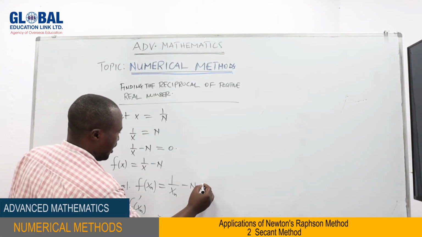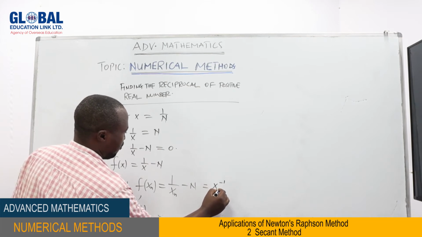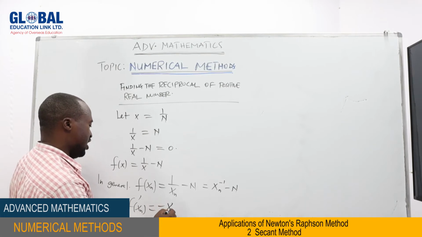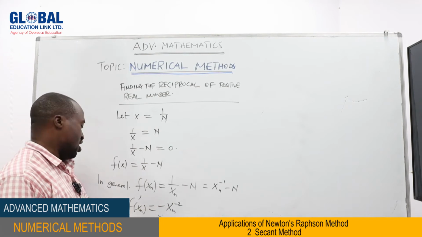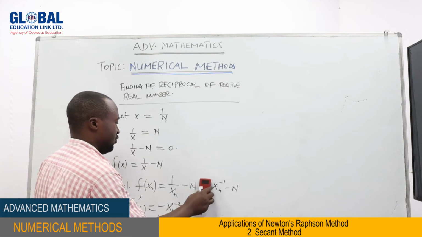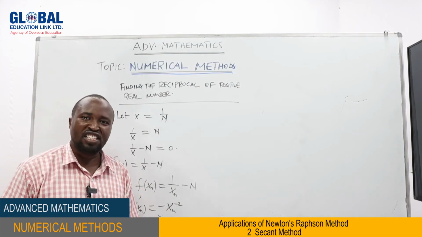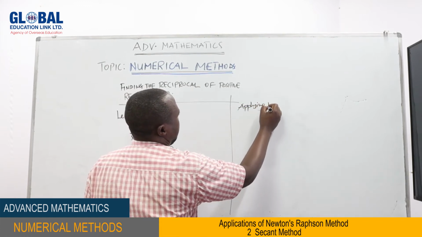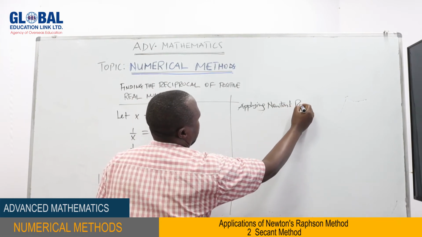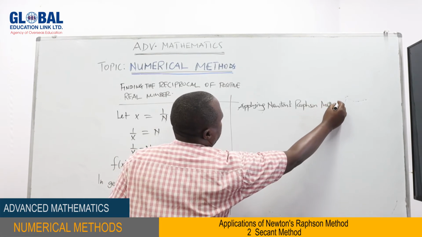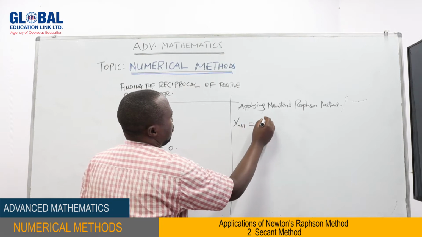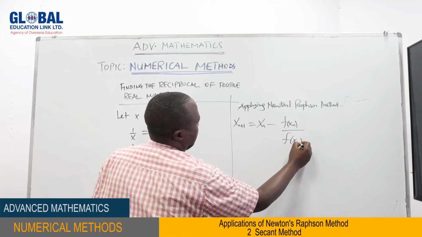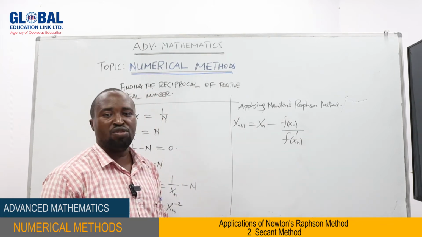This function can also be written as x power negative 1 minus n. So to find the derivative of this function, this one is the same as negative of xn power negative 2. So if this is the derivative, then we apply the Newton-Raphson method, which says xn plus 1 is equal to xn minus f of xn over f dash of xn. So that is our general formula for the Newton-Raphson method.